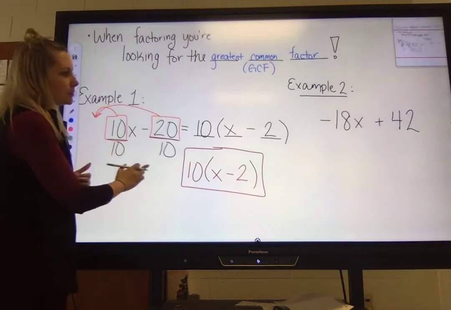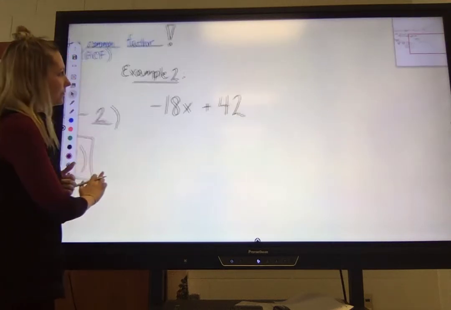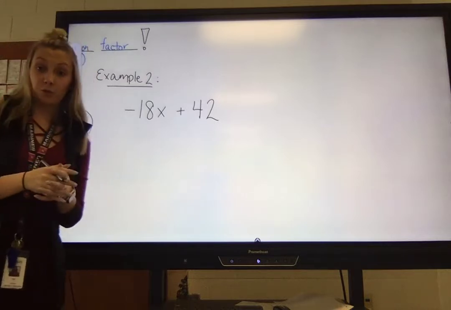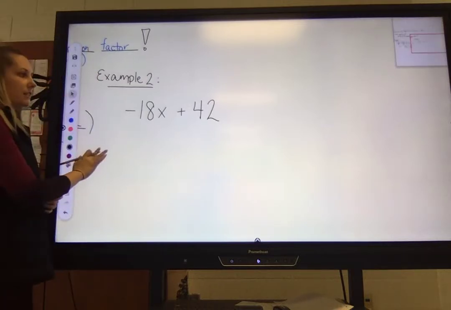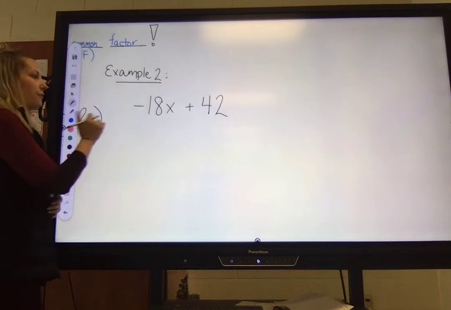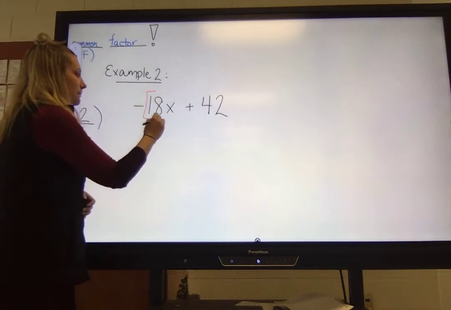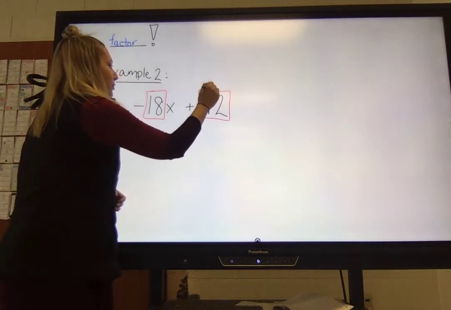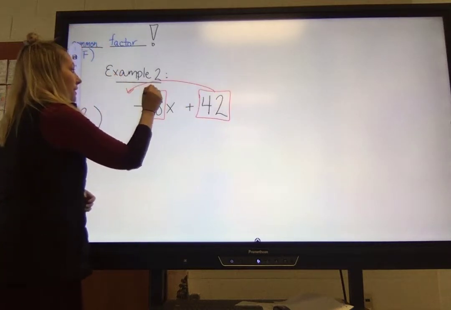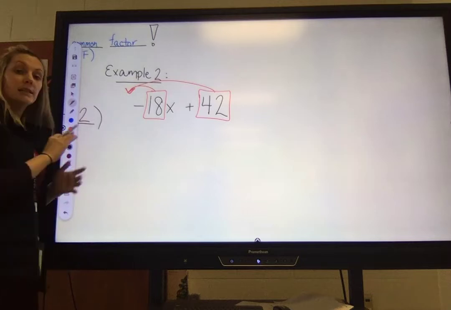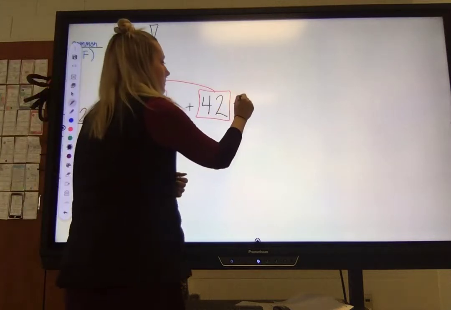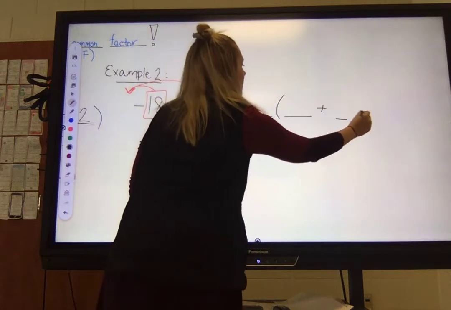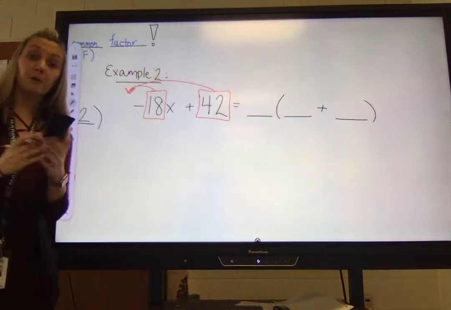Looking at example number 2, I'm going to slide on over. We have negative 18x plus 42. So what we're going to do, same thing. We're going to try to find a number, the same number that you can divide the 18 by and the 42 by to factor it out on the outside of our parentheses. Setup is always going to be the same. I need a number, parentheses, another number, a plus sign, another number, and a parentheses to follow.